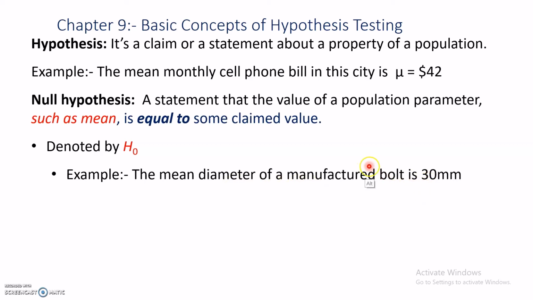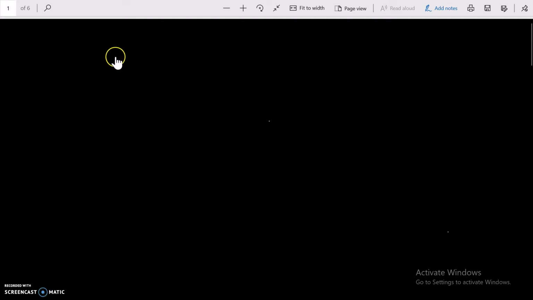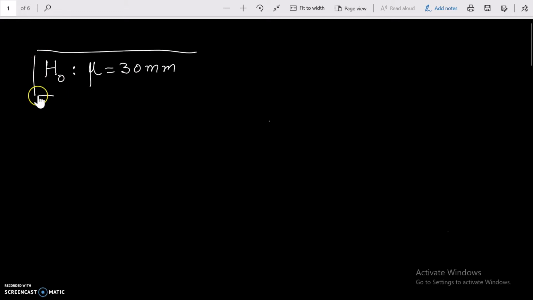I can also write it like this. Let me go to this new board. What I can write here is, I have a null hypothesis H sub 0, and we are claiming that the mean is equal to 30 mm. This is a statement I'm giving about the population mean. This is a mathematical way of writing a null hypothesis. H sub 0 is the null hypothesis, and this is that statement.